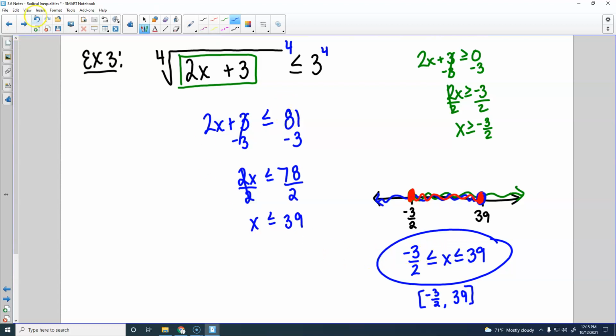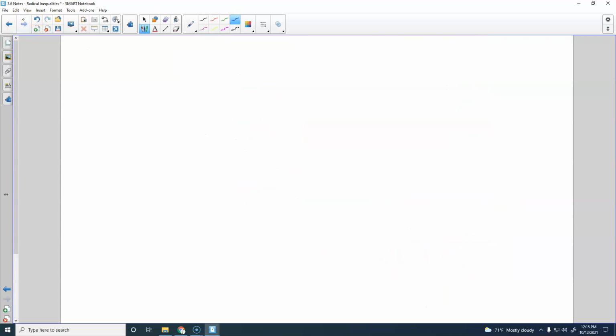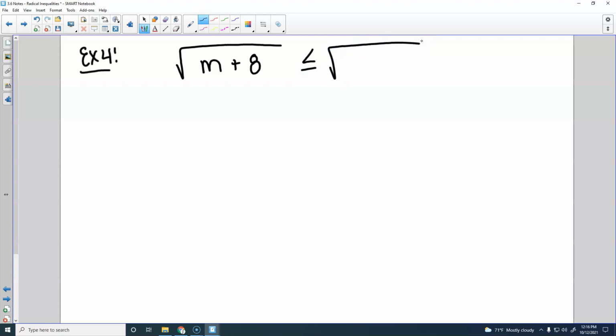Alright, I got one more I want us to look at. I think that'll do all we need to do here. So, for example 4, let's do one that looks like this. Square root of m plus 8 is less than or equal to the square root of 2m minus 6.